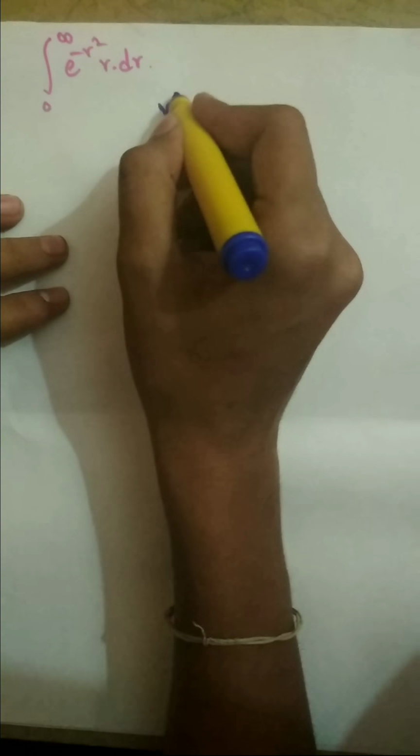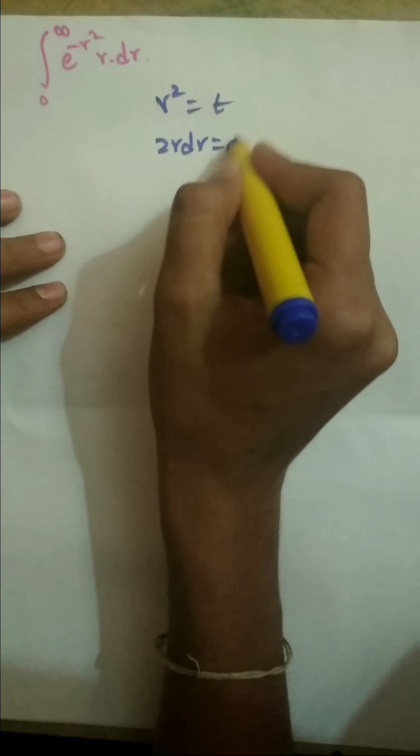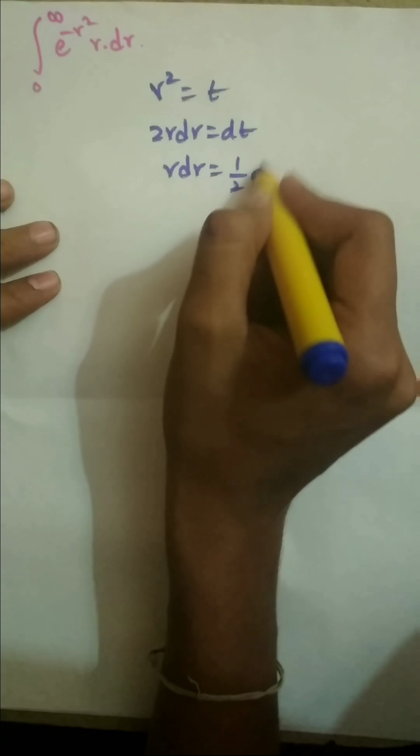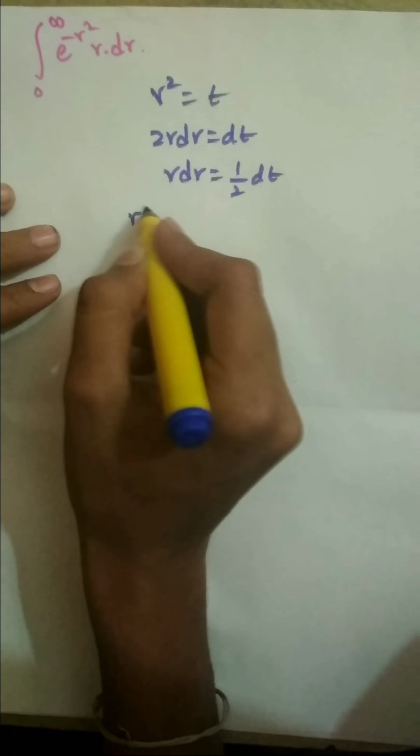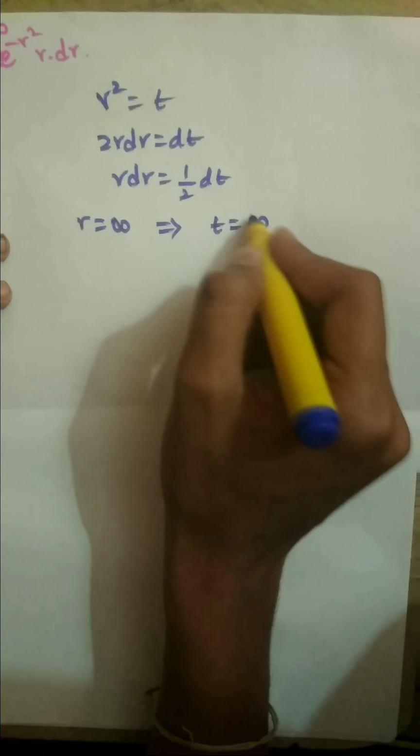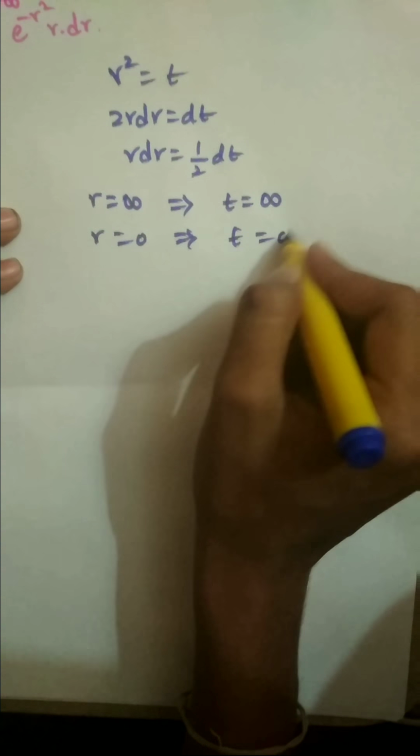Evaluating the integral from 0 to infinity of e power minus r square into r dr. Let us take the substitution for this. r square equal to t, 2r dr equal to dt. Now we have r dr equal to 1 by 2 dt. For r equal to infinity, we have t equal to infinity, and for r equal to 0, we have t equal to 0.